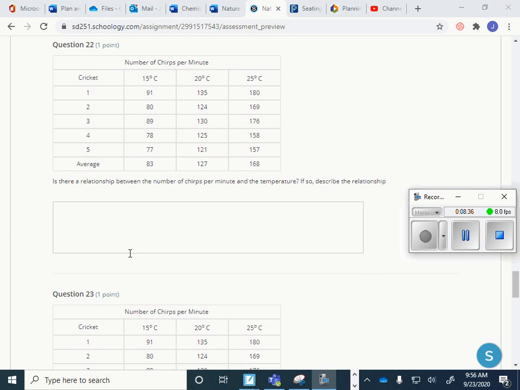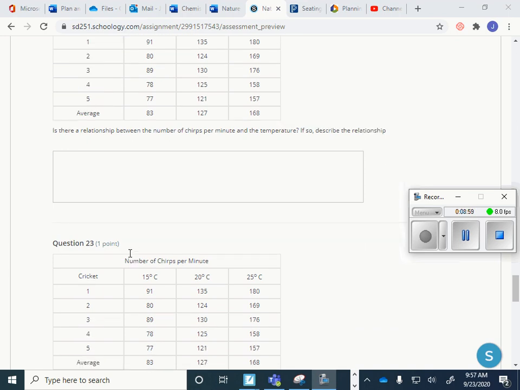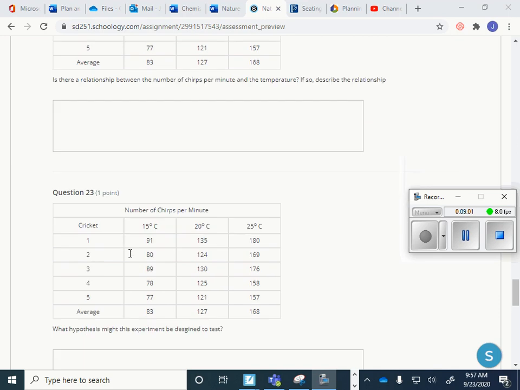Question number 22. Is there a relationship between the number of chirps per minute and the temperature? If so, describe the relationship. So you need to look at the chirps per minute as well as the temperatures and tell me if there is some pattern that is happening there. And if there is a pattern, what is it? Describe it.